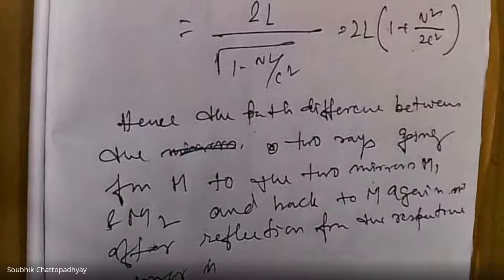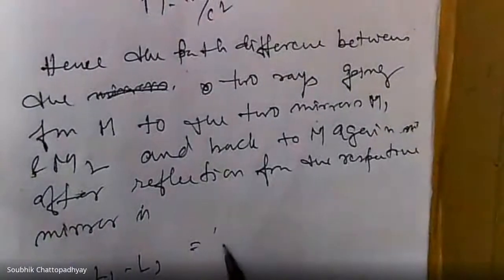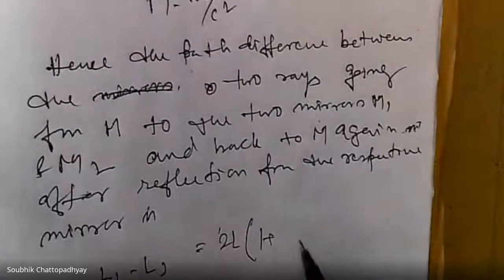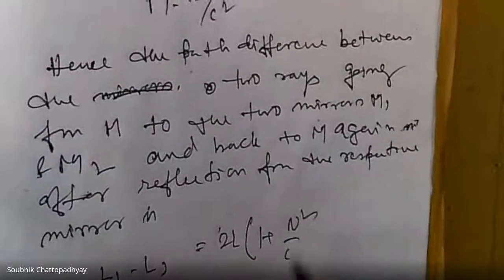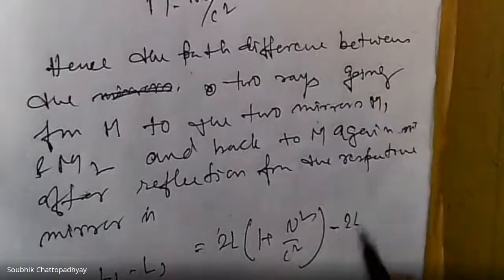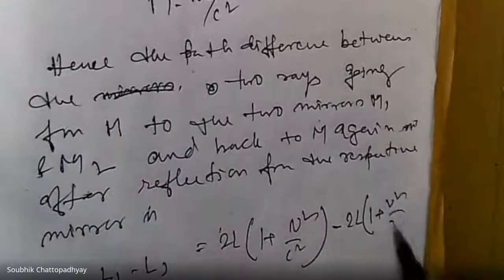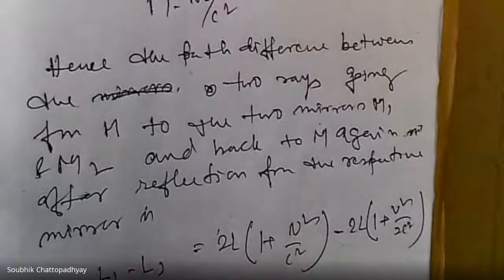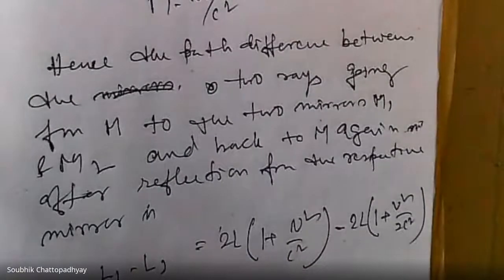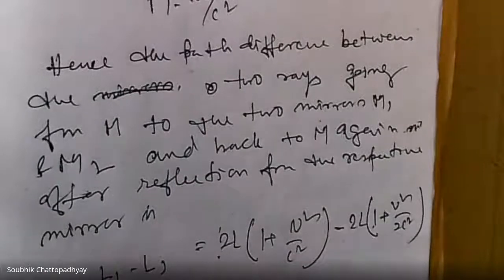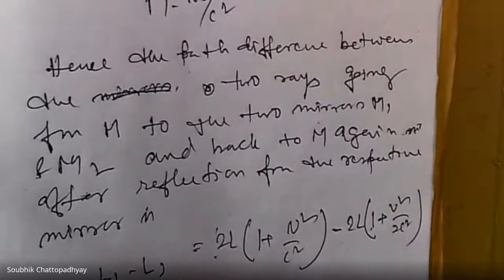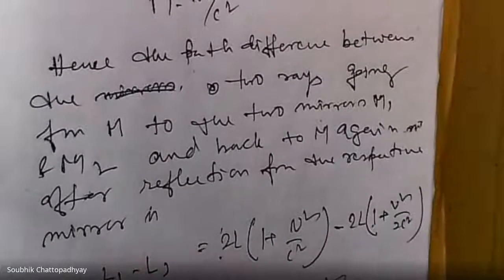So cancel these two. What did we get for L1? Earlier we found L1 is equal to twice L into 1 plus V square by C square. Twice L into 1 plus V square by C square minus twice L into 1 plus V square by twice C square. So twice L will cancel, and from here twice L V square by twice C square remains, which gives L V square by C square.